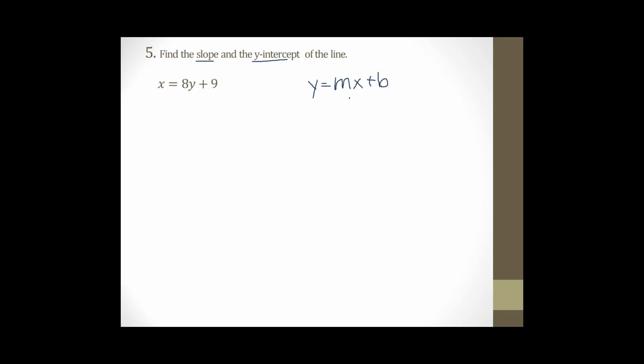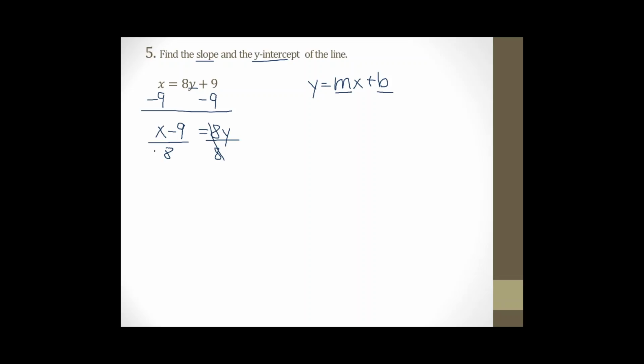So to be able to identify the slope and identify the y-intercept, we have to solve the equation for y. So let's do this over here. Let's isolate the y variable. So first, let's move over the 9 by subtracting. And I'm going to write the x first and then my 9. And that would be equal to 8y. Now to get y by itself, I have to divide by 8 on both sides.